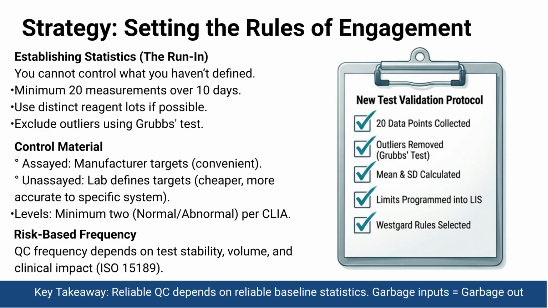Reliable QC depends on reliable baseline statistics. Collect at least 20 measurements over 10 days and exclude outliers. Use a minimum of 2 control levels and determine QC frequency based on risk. Your Westgard rules are only as good as the statistics behind them.